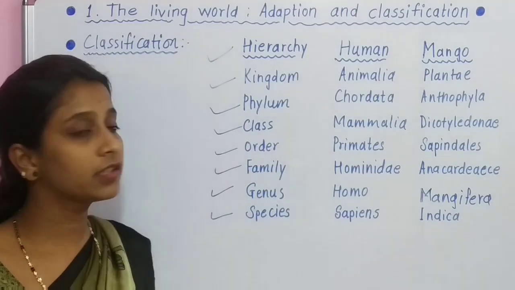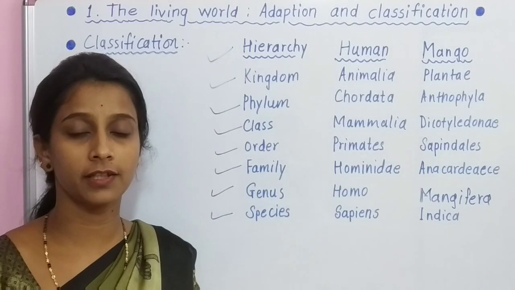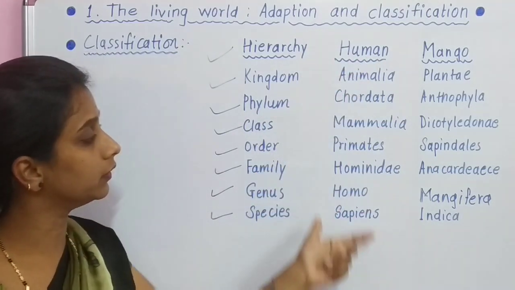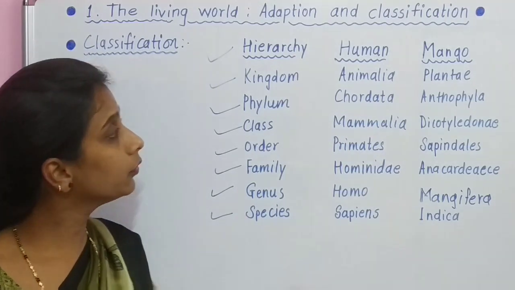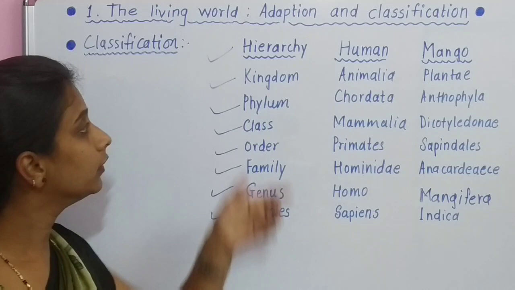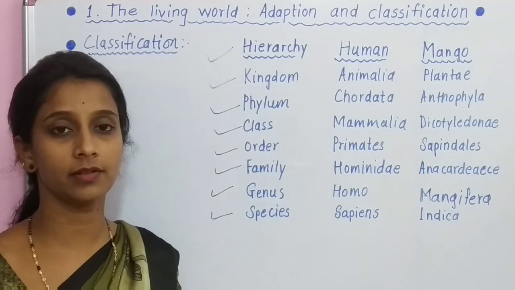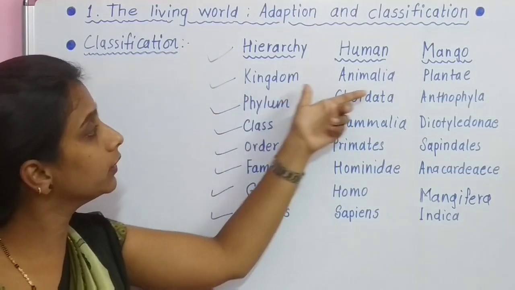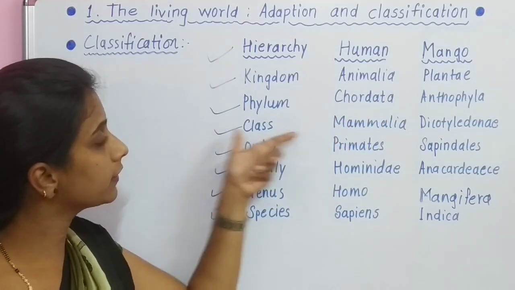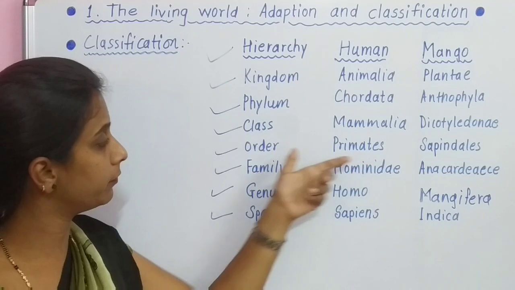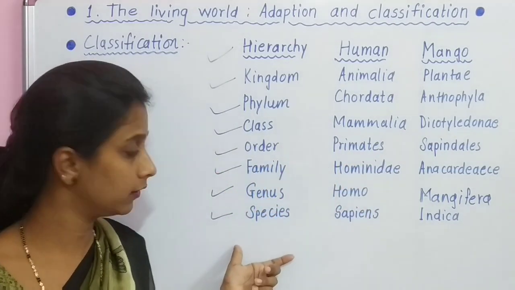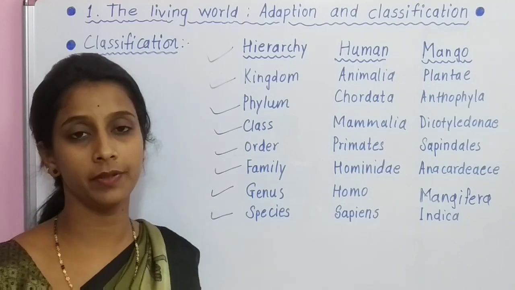Okay students, some examples are given in your textbook. Let us see those examples here. First is human, meaning ourselves. So how are human beings classified according to these hierarchy levels? The kingdom of human is Animalia, phylum Chordata, class Mammalia, order Primates, family Hominidae, genus Homo, and last, species Sapien.